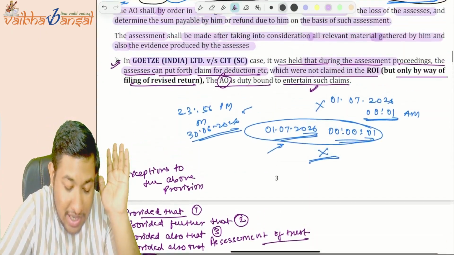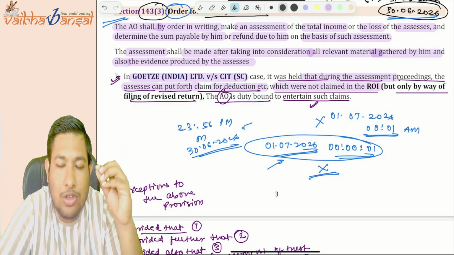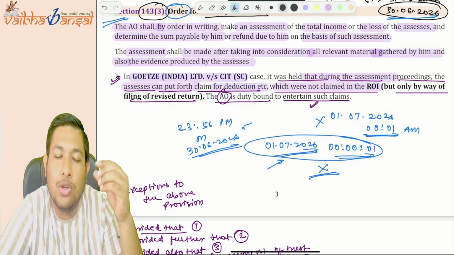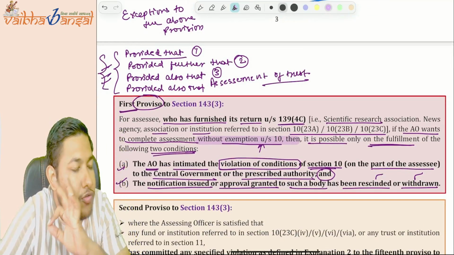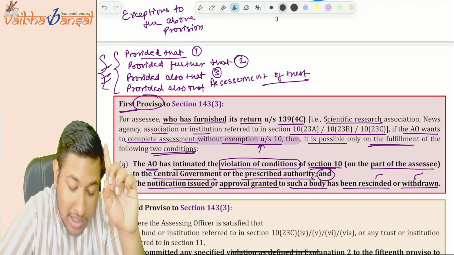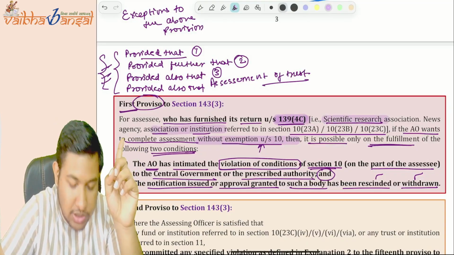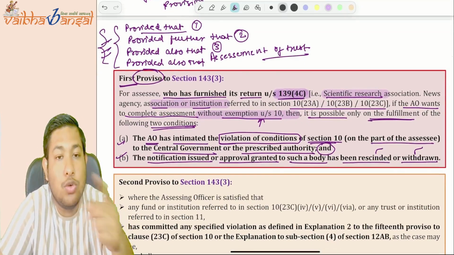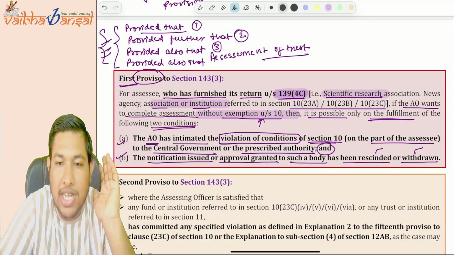See, we have seen that the assessing officer will definitely consider everything, the total income or loss. If you want to claim excess, then you can file a revised return as well. But in this case, the assessing officer will not consider the section 10 exemption in the case of a 139(4C) return filed by a scientific research association or institution, where the assessee has violated the condition. During the assessment, the assessing officer got to know that the assessee has violated the condition of section 10.